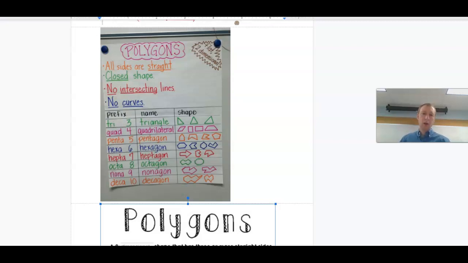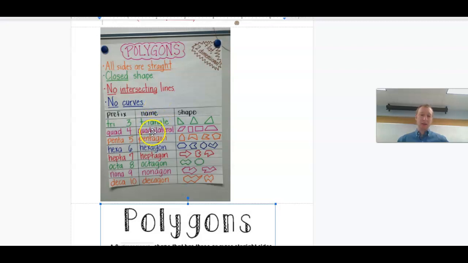Good morning, everybody. So we've been learning about polygons, right? And a polygon is basically just any shape with three sides or more. Polygons also have straight sides, so no circles. It's got to be a closed shape, so no open sides. There shouldn't be any intersecting lines, so no lines crossing over each other, and no curves.